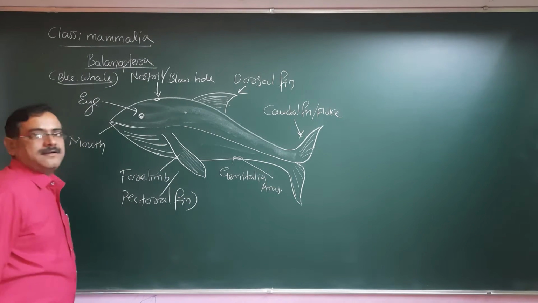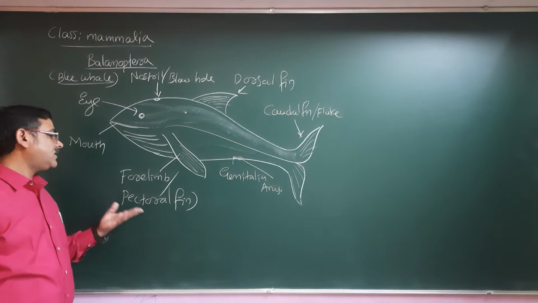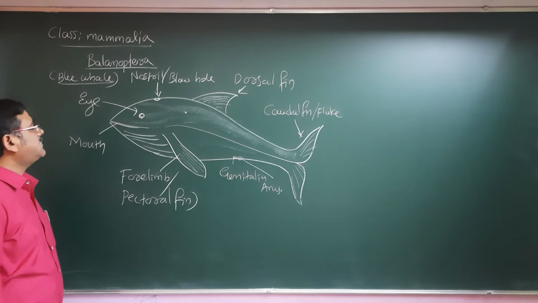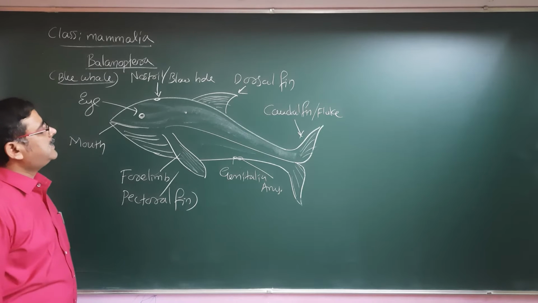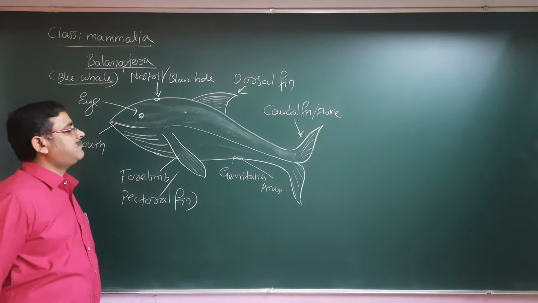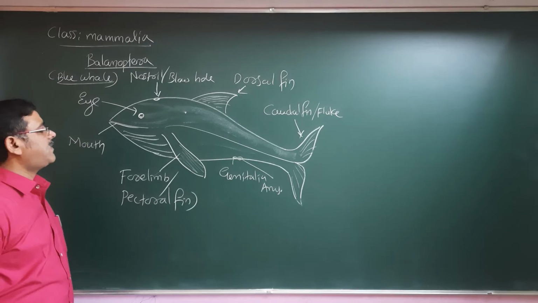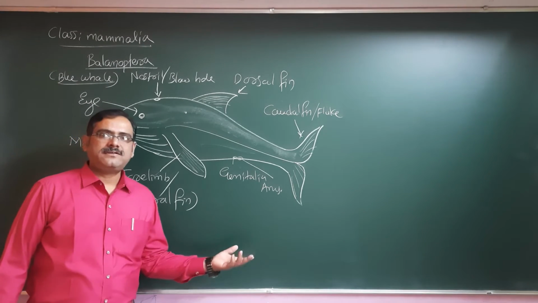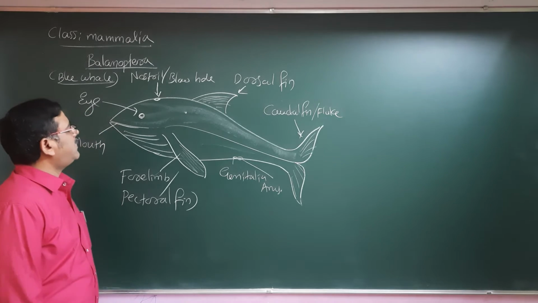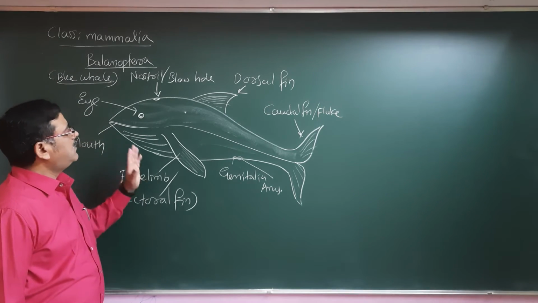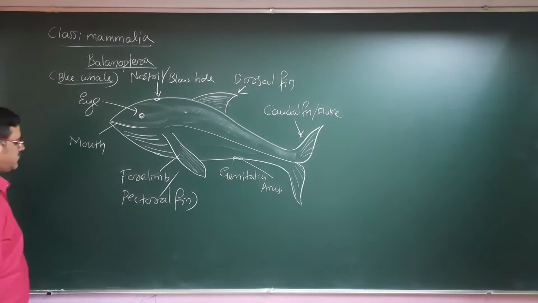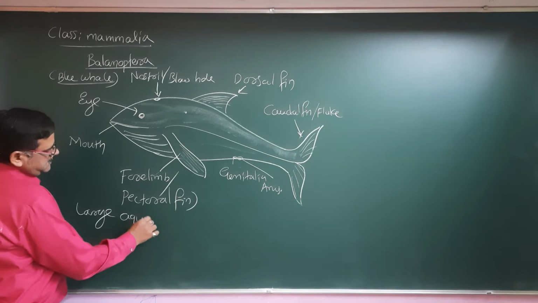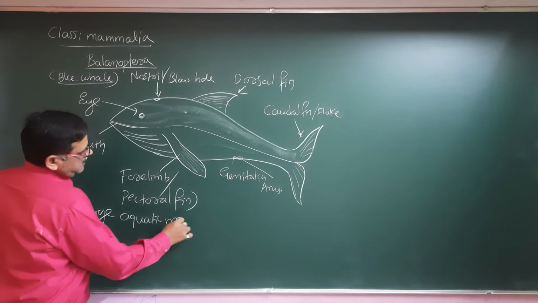The pectoral fin is a modified forelimb, and the hind limbs are degenerated. It has the mouth and a single nostril. Among these mammals, they do have the mammary gland, but they don't have any sweat glands, no hairs, and no external ear pinna. So these are mainly large aquatic mammals.